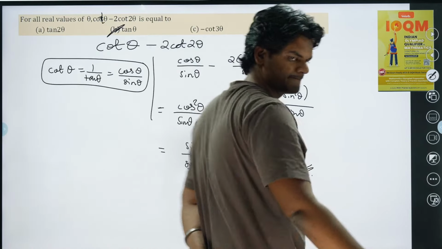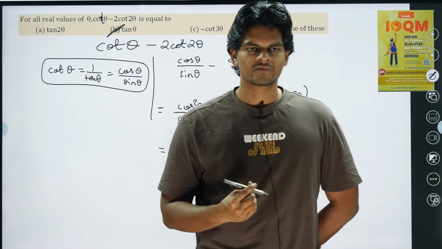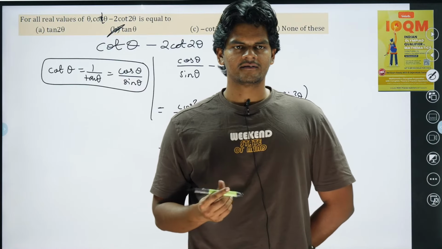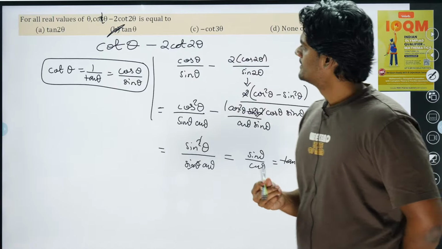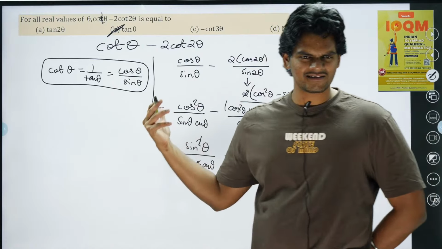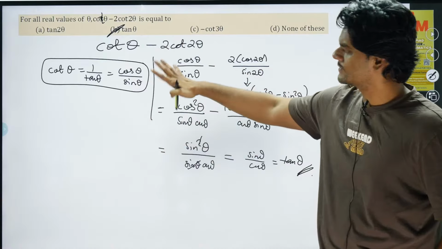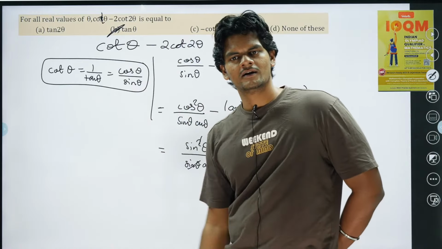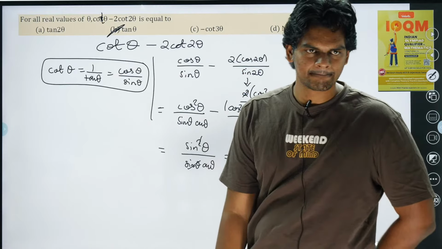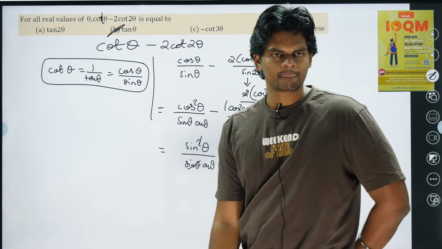Clear? Is that clear? Yeah? Am I rushing, or this is easy, right? You're just converting everything into sin and cos. Okay?